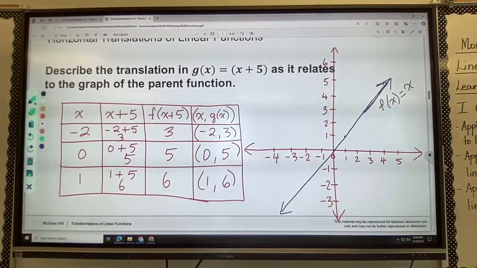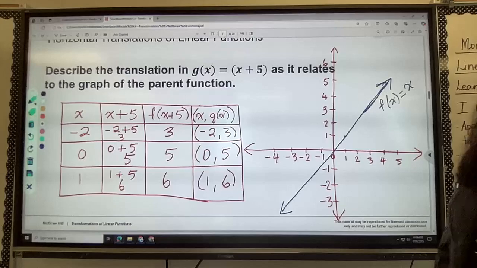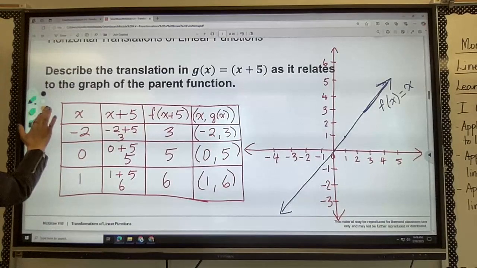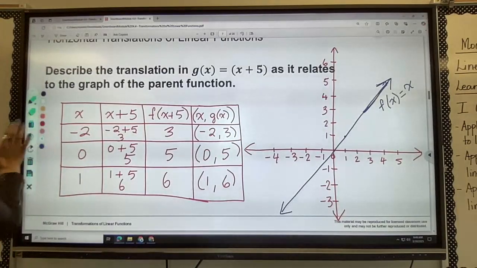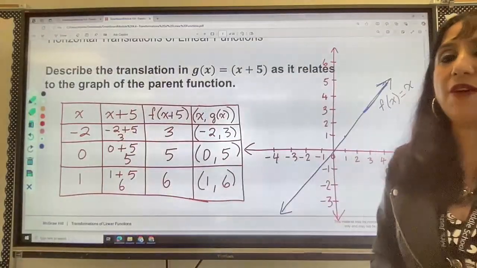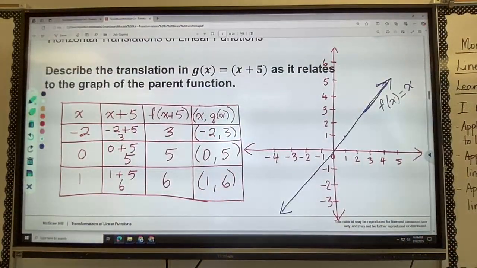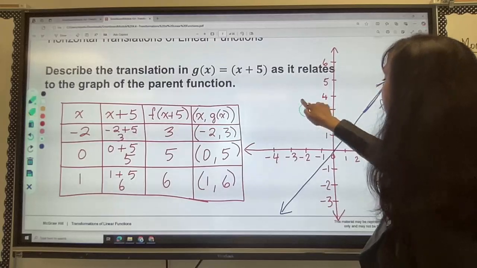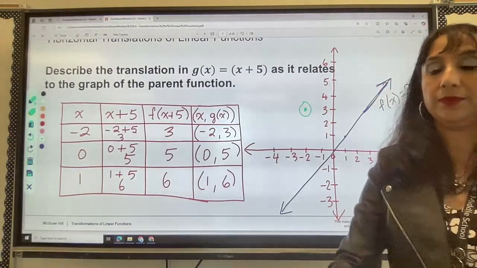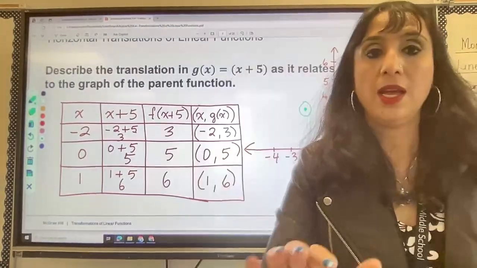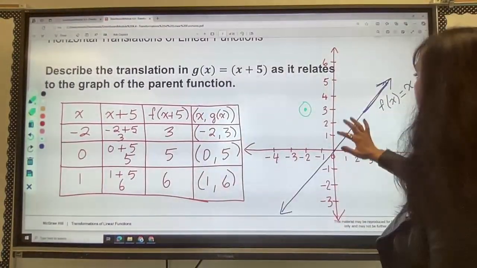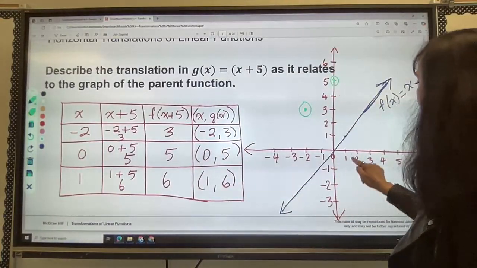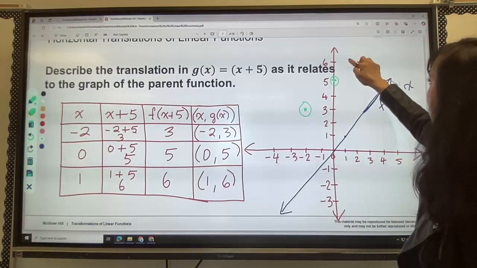Now I'm going to go ahead and graph this. So let me use the color green. If I'm saying I have negative 2 and 3 here, negative 2 and 3, and then I have 0 and 5, and I have 1 and 6. So I have 1 and I have 6.